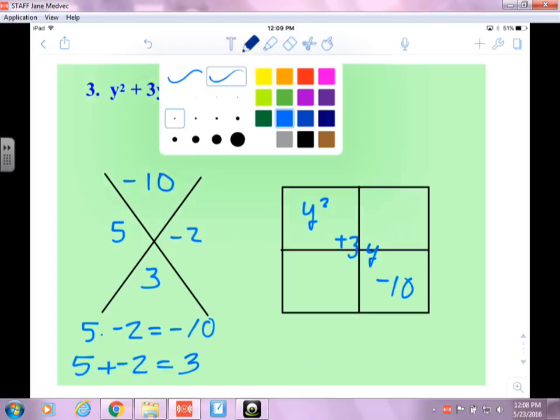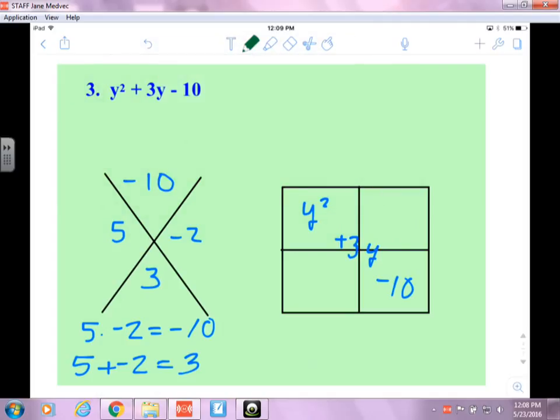Okay, now I've got to do my boxes. What do I want to do for my boxes? 5y, negative 2y. Does it matter where they go? Those two could flip-flop, couldn't they? But they've got to go in that spot.